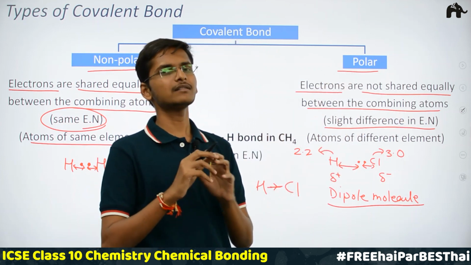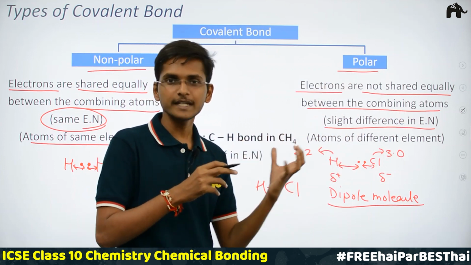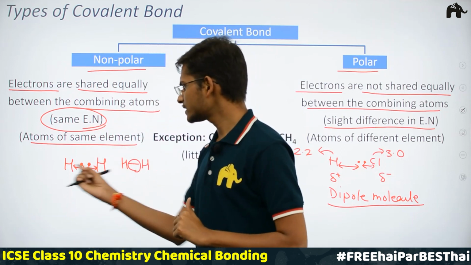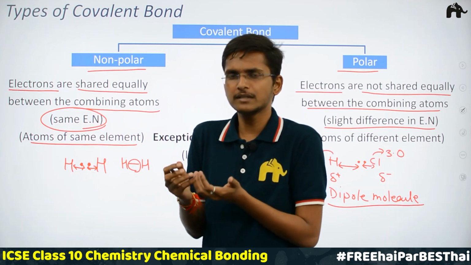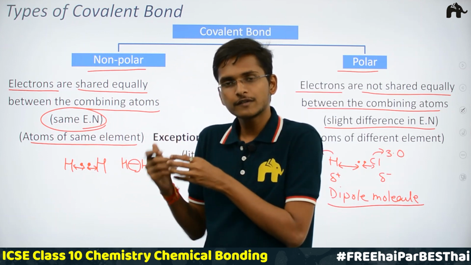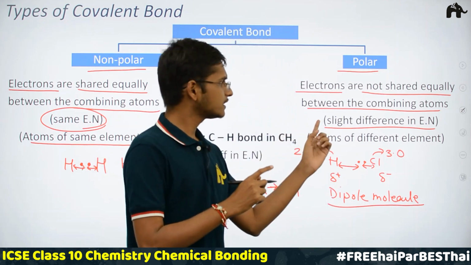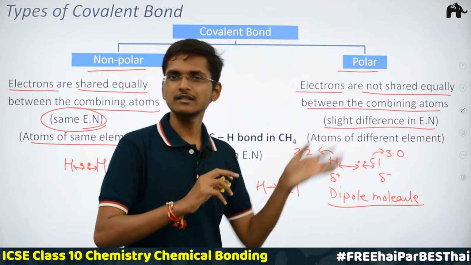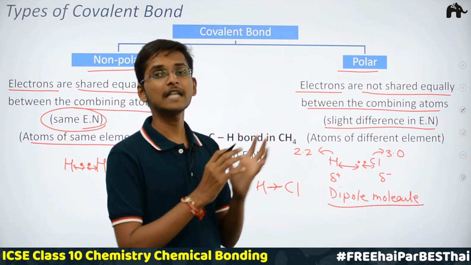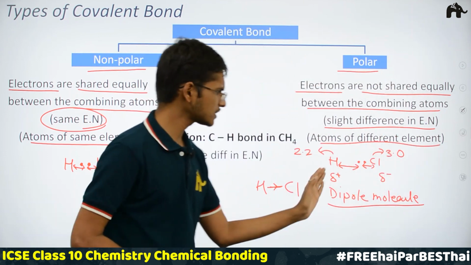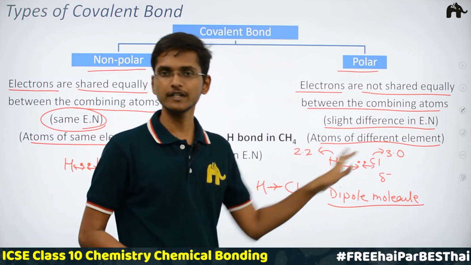Now this means that the combining atoms should be different, right? If the combining atoms are the same, then the electronegativity difference would not be slight, the electronegativity difference would be 0, correct? Same electronegativity they would have. Now since there is a slight difference in the electronegativity, this means that these polar covalent bonds are formed between the atoms of different elements, just like you have seen here, HCl, different elements.